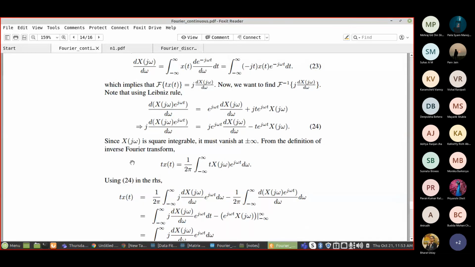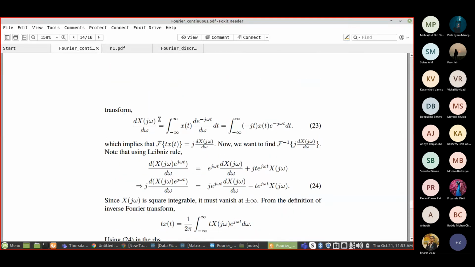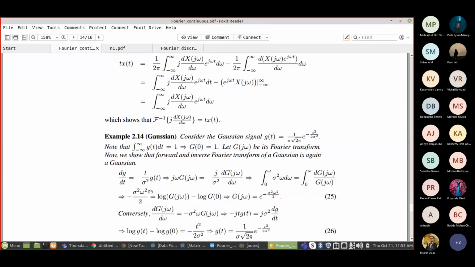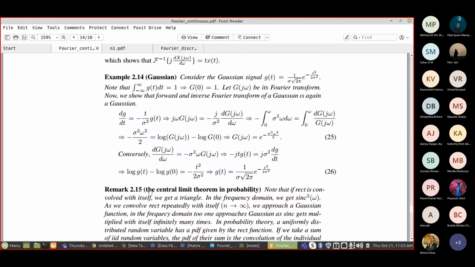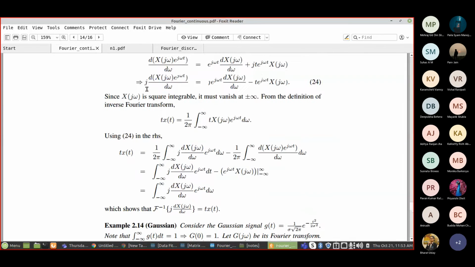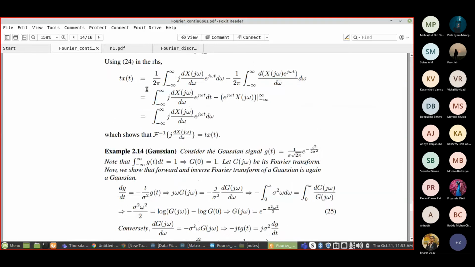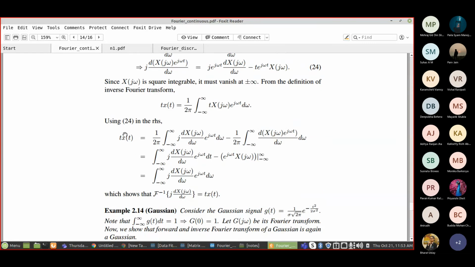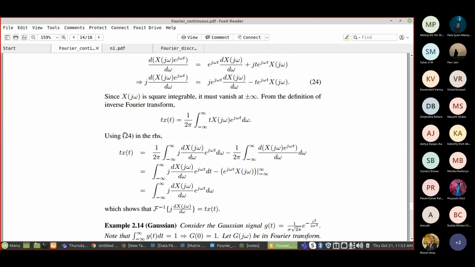It follows using similar ideas, and the derivation is given here. So you can go through that. Let me do the Gaussian example instead. If we have time tomorrow, I will go through this derivation. Yes, let's take this for granted for now.